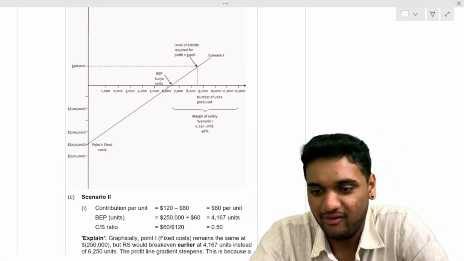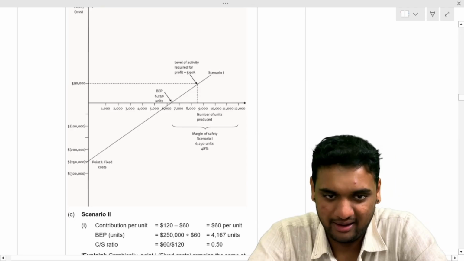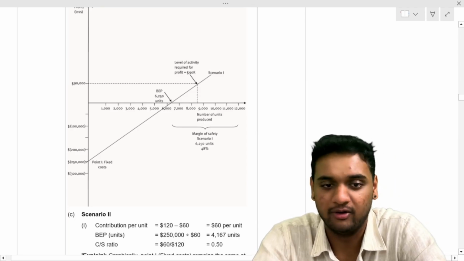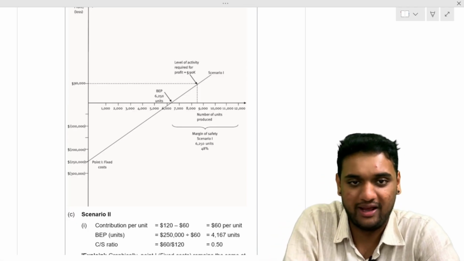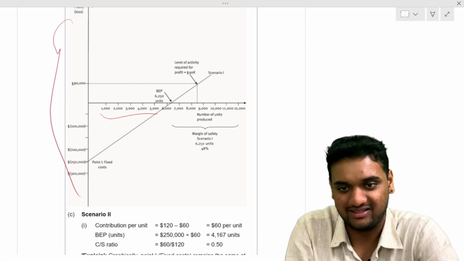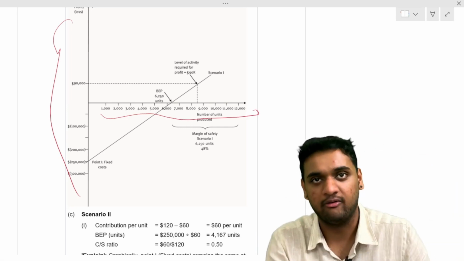Okay. We will first analyze this graph. In the exam, it will be blank. Nothing will be given to us. Whatever amount is there on the y-axis will be given, and the number of units on the x-axis will be given. Nothing else will be given. We have to find out.